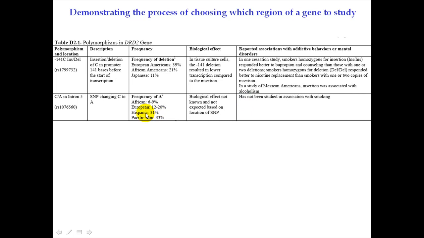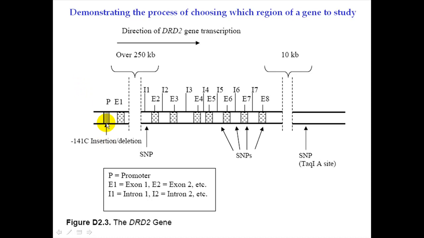So for example, this box here says that there's a part of the DRD2 gene called the -141C insertion deletion. And actually in this picture here, it points out where that region is.